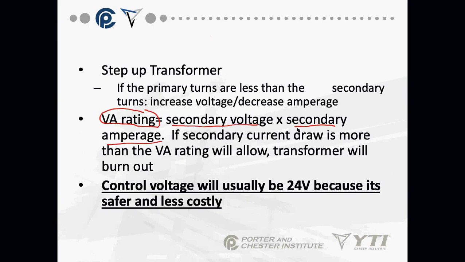Now, what else is a definition of voltage and amperage? If we multiply voltage and amperage, what's that giving us other than VA rating? Power. It's the watts. So if I take voltage and amperage and multiply it out, I get watts. Well, VA rating is just another name for watts, but it's very specific to transformers.